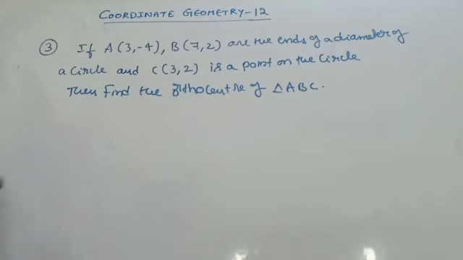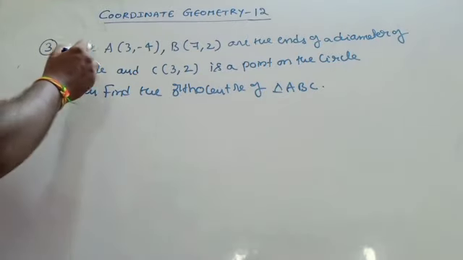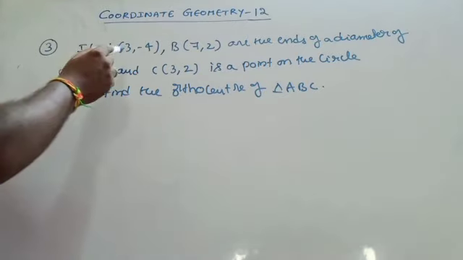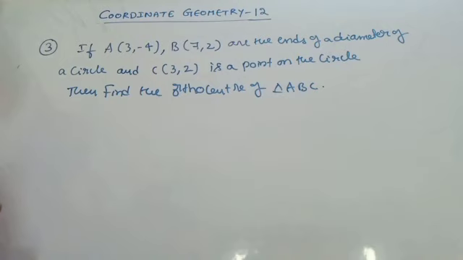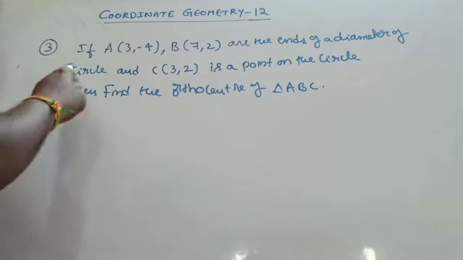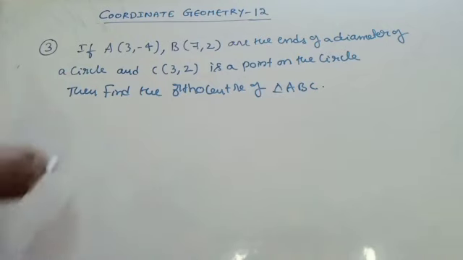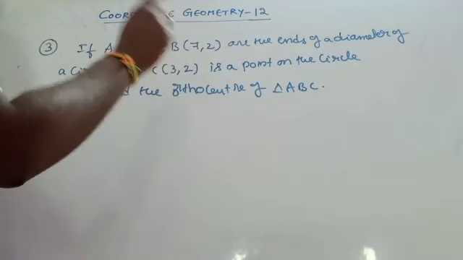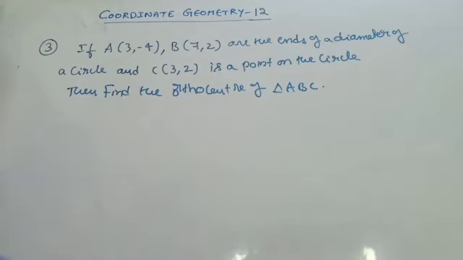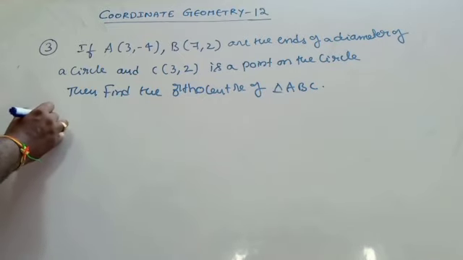The other problem, the third problem, another basic level problem. See, if A (3, -4) and B (7, 2) are the end points of the diameter of a circle, and C (3, 2) is a point on the circle, then find the orthocenter of triangle ABC. Right? See, dear students, how we do this particular problem.